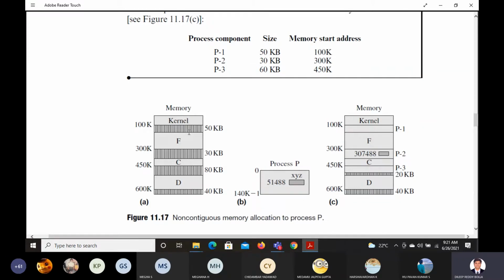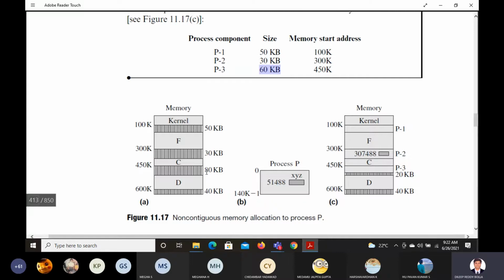Now, if you want to accommodate processes P1, P2, P3 here, P1 is 50 KB. 50 KB is available here, so I'll accommodate P1 here. P2 is 30 KB. 30 KB is available here, so in this place I'll accommodate P2. Next is P3, 60 KB we require.